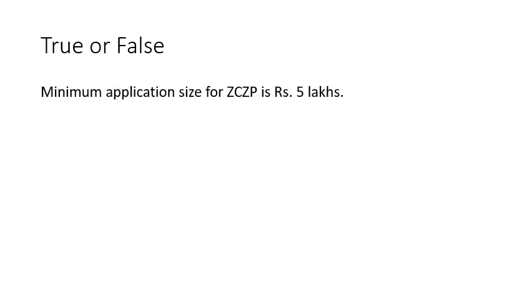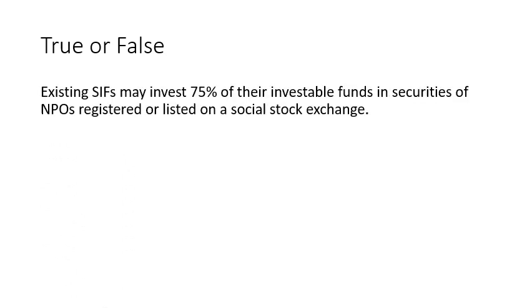The next statement is, minimum application size for ZC/ZP is 5 lakhs. Those of you who would have read the book by now will know that this is a false statement, because 2 lakhs is true. Next statement is, existing SIFs may invest 75% of their investable funds in securities of NPOs registered or listed on the stock exchange. Now this is about the existing SIFs, those who are in existence even before the SSE have come into existence. The newer one can invest up to 100%. So you need to check that out also. This statement is false, because the answer is 25%.